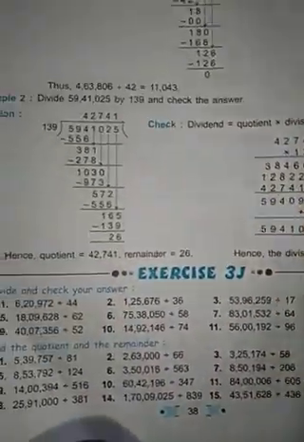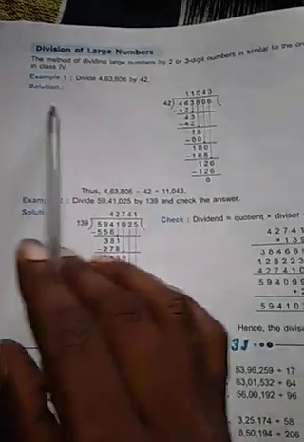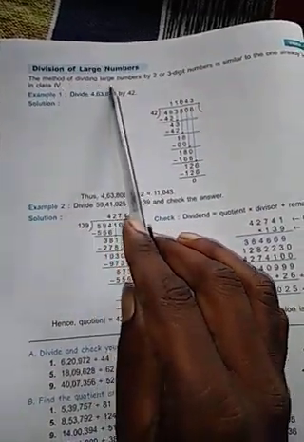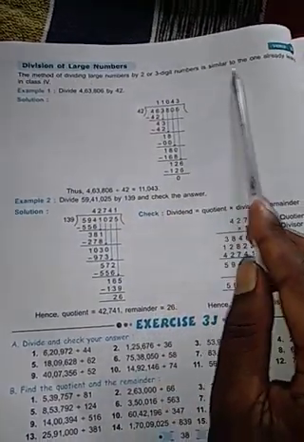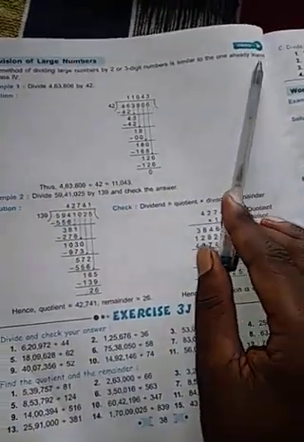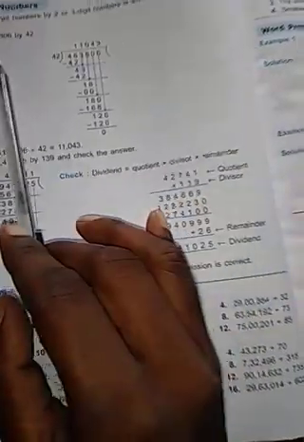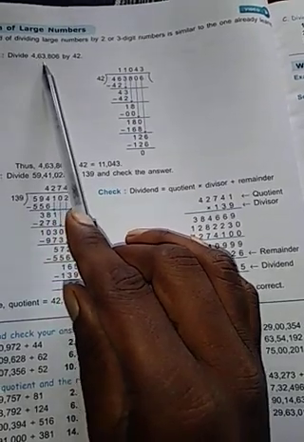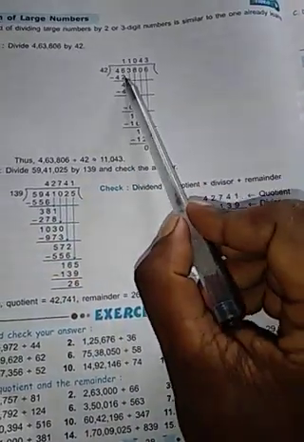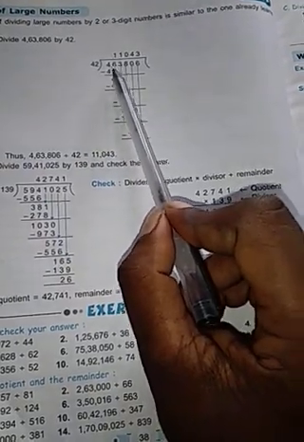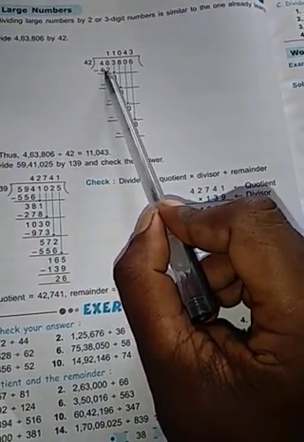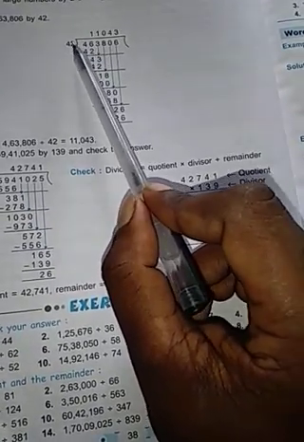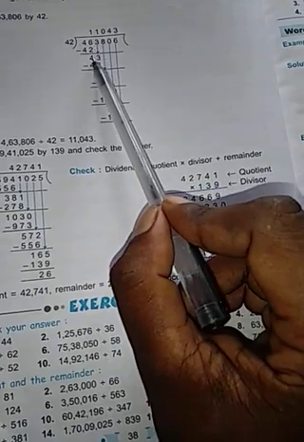Division of larger numbers. The method of dividing larger numbers by a 2 or 3 digit number is similar to the one already learnt. Divide 4,63,806 by 42. First we start division from the left side. Here the first two digit number is 46. 46 is greater than 42, so 42 ones are 42, 46 minus 42 is 4.